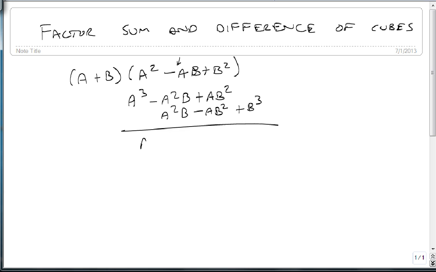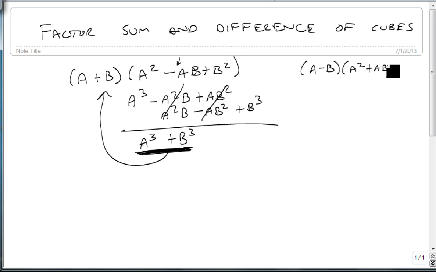When I add these together, I get a³. The a²b terms and the ab² terms are eliminated, and we're left with a³ + b³. So if I see a³ + b³, it always factors as this one. Likewise, (a − b)(a² + ab + b²) is the factored form of a³ − b³. The real key here is, can you recognize a perfect cube or not?